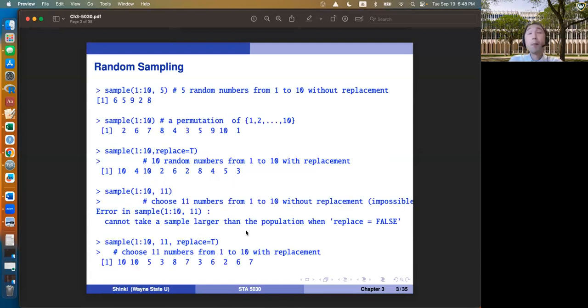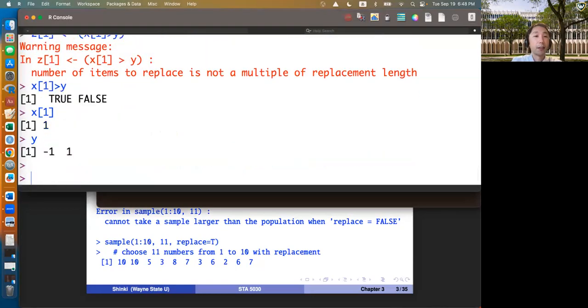Okay, so how to sample observations? We can use this code. sample(1:10, 5). This is a sequence of 1 to 10 and 5. Then we take 5 observations out of 1 to 10. So one example is 6, 5, 9, 2, 8. If you run this code again, we get different numbers. Okay, so you can see.